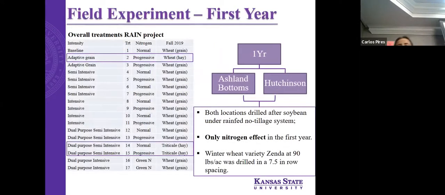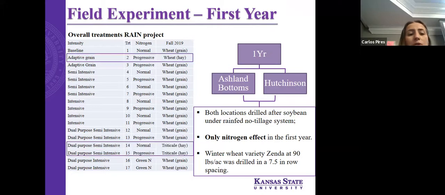So going through the first year, for both locations, of course, in the first year, we only had wheat grain, and basically the only effect that we had in the first year was nitrogen. For both locations, winter wheat was drilled after soybean in a rain-fed no-tillage system. Both locations also had the Zenda variety at 90 pounds per acre at 7.5 inches of row spacing.